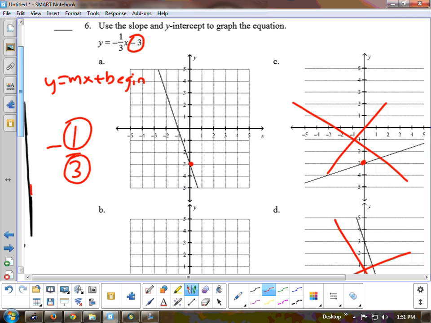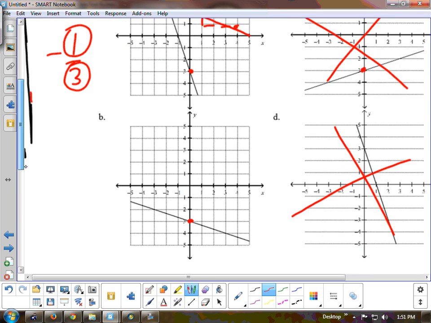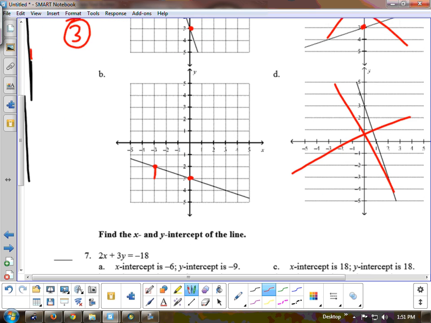So let's start with this one. If I go down 1 and over 3, I'm over here. Down 1 over 3. The line should look like that. And that just brings us right to this question here, which is down 1 over 3. Okay, so B is the correct choice for that.